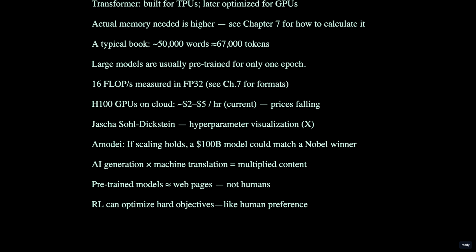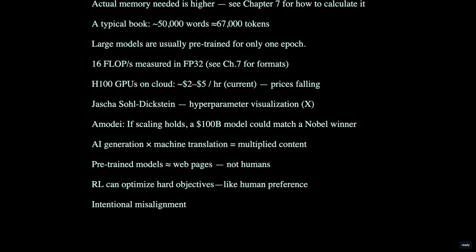RL enables direct optimization for complex, hard-to-specify goals. For example, you can train policies using reward signals derived from humans, so the model learns behaviors aligned with human preference. Sometimes we deliberately build models that are misaligned with safe goals in order to test threats. For example, training a model to generate highly convincing fake news lets researchers measure how believable AI misinformation can be and informs defenses, detection tools, and policy choices.